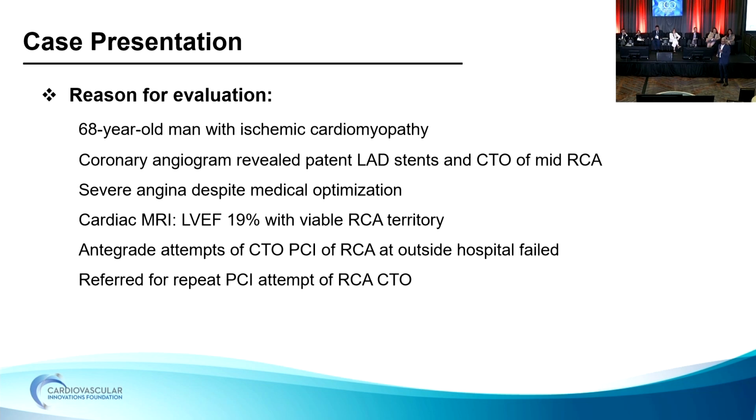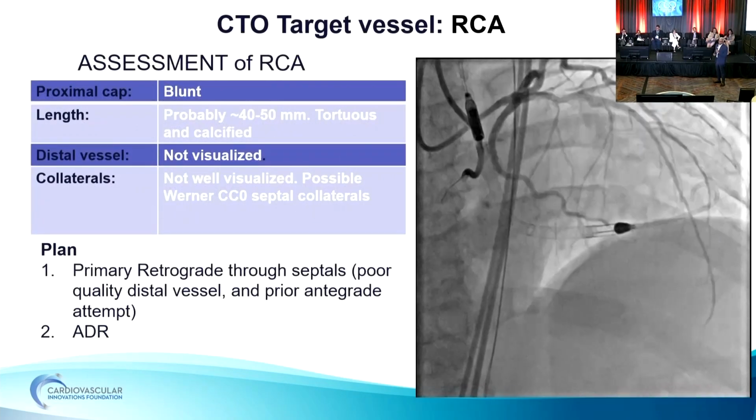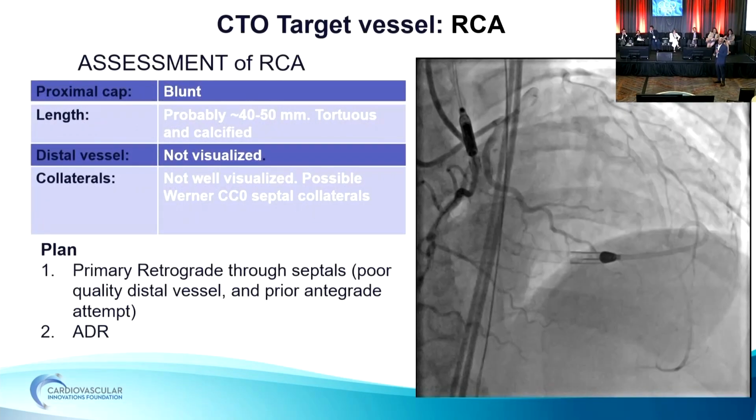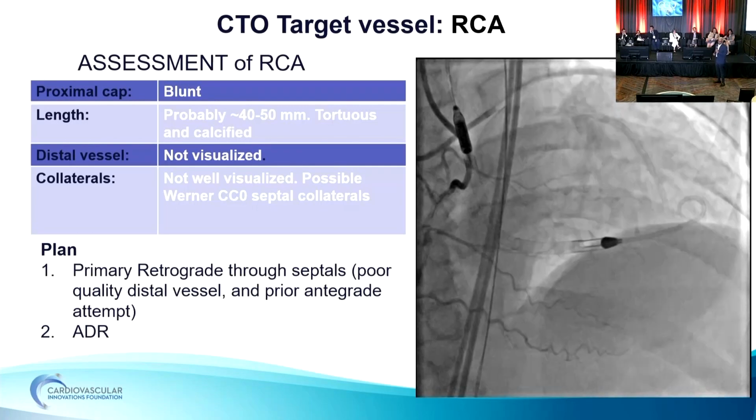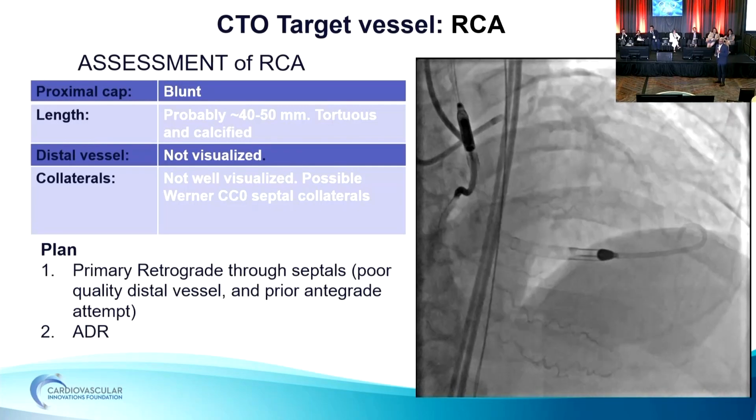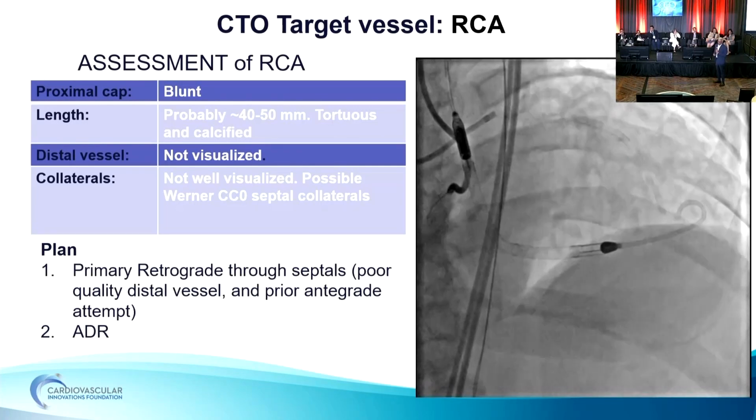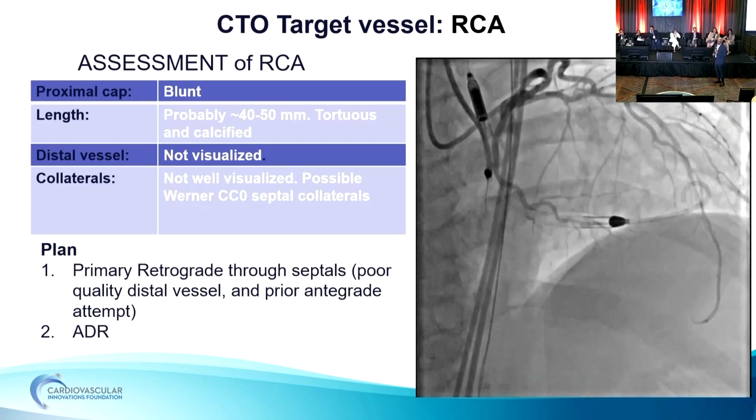This is a 68-year-old gentleman with an ischemic cardiomyopathy with stents to the LAD that were okay and a CTO of the mid-right. EF was low, and so he was referred for CTO PCI of the right coronary. This is just the plan. Primary attempt was to go retrograde because of the prior antegrade attempt and poor quality of the distal vessel.